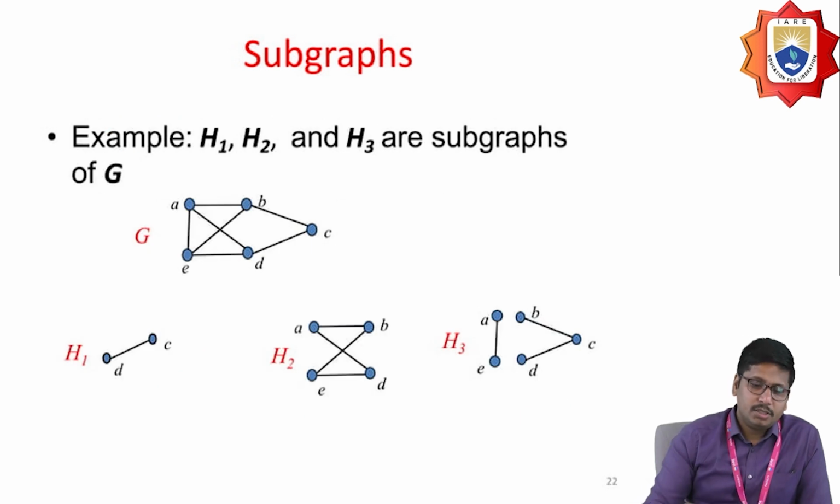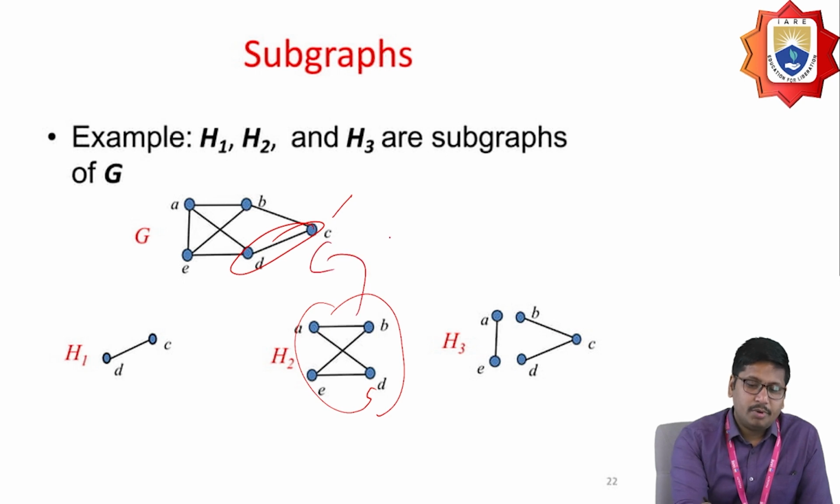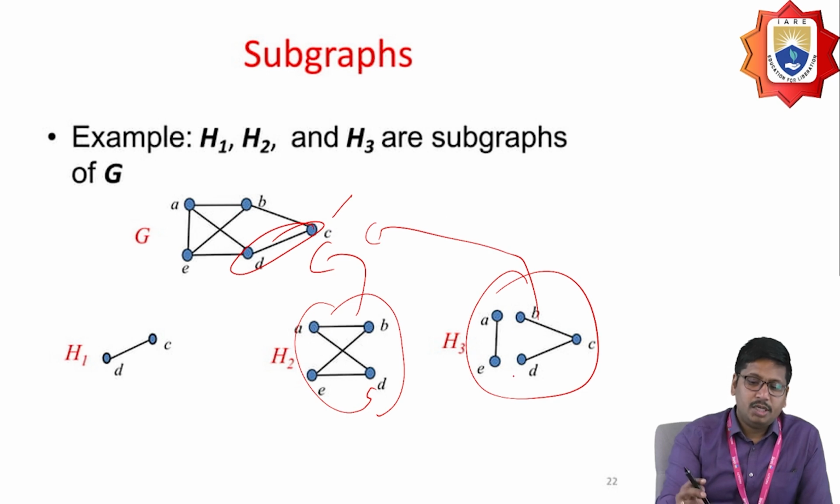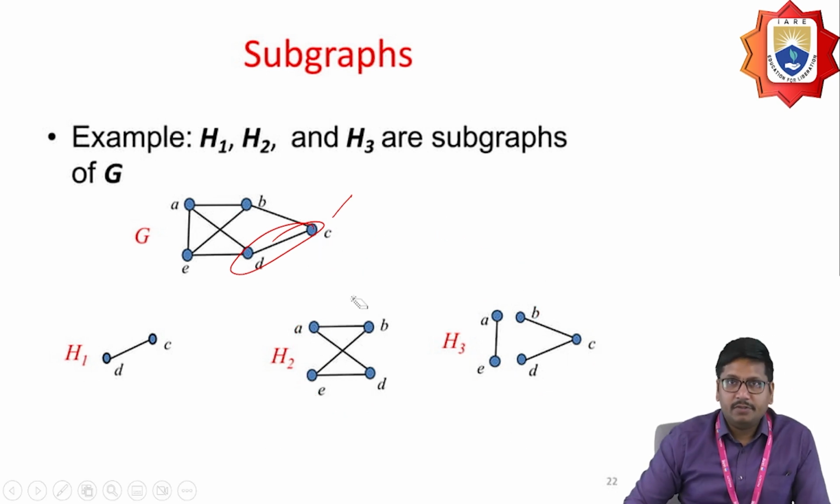So if you look at this, this is the graph I have. In this one, H1 has D and C, so this is a subpart of the graph. And H2, this one I drew, is also a subpart of this graph, and this is another graph where I can take some part of the graph. So here H1, H2 and H3 are all subgraphs of the given graph G.